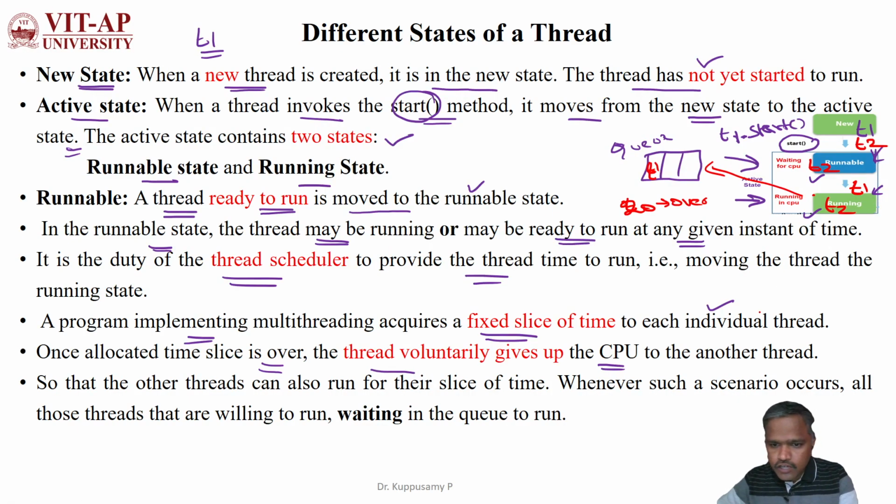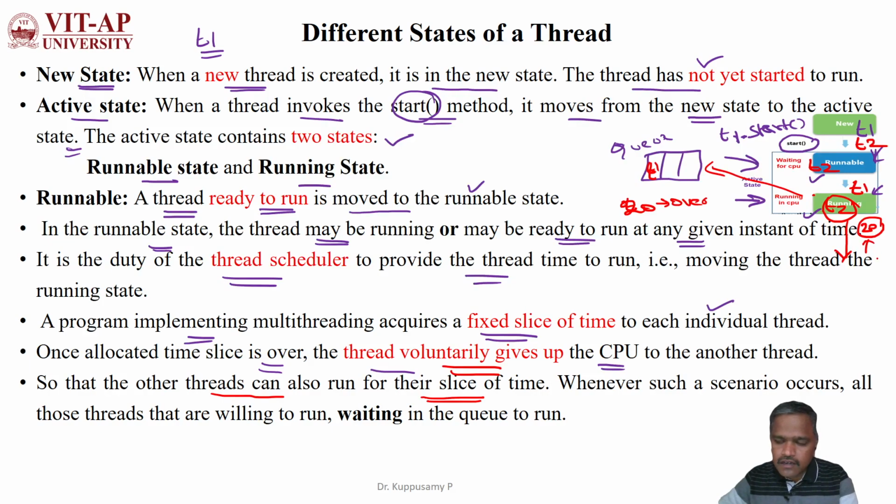Again, T1 will be executing, having been voluntarily retired by the thread scheduler, so that the other threads can also run for a further slice of time. Assume T2 gets 20 seconds. If it is completed within the 20 seconds, then it will be terminated by the thread scheduler. That means it completes its task. It is terminated after completion.